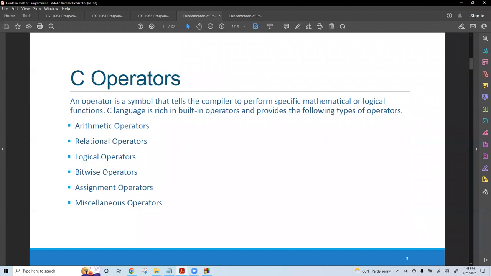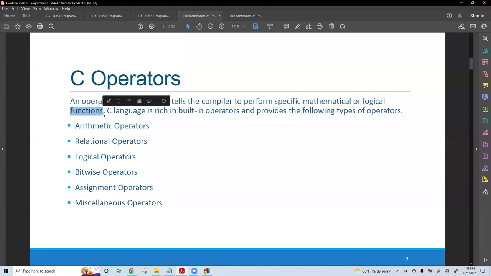If I just remind you what an operator is: an operator is a symbol that we use in our program to instruct the processor, or just to tell the compiler, to perform a specific operation on our data. Here it says specific mathematical or logical functions.